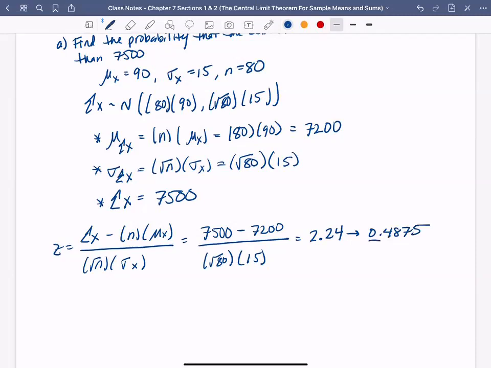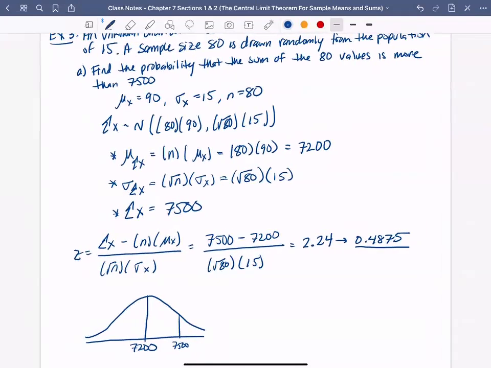Now exactly what do we do with this value though? Let's look at the visual. 7,200. We're at 7,500. But notice how it says find the probability that the sum of the 80 values is more than 7,500. So that means we're really looking for this.